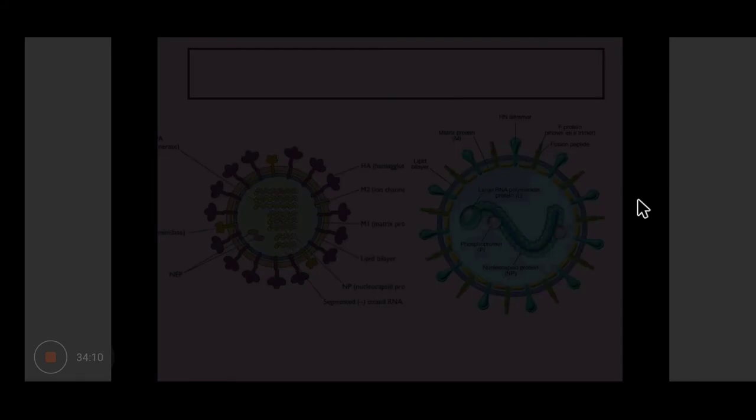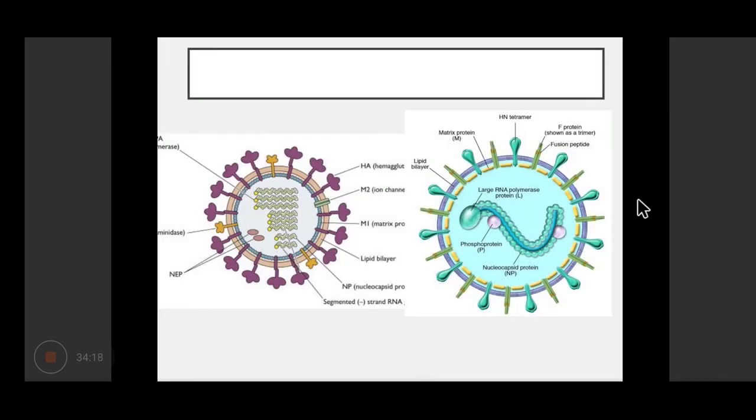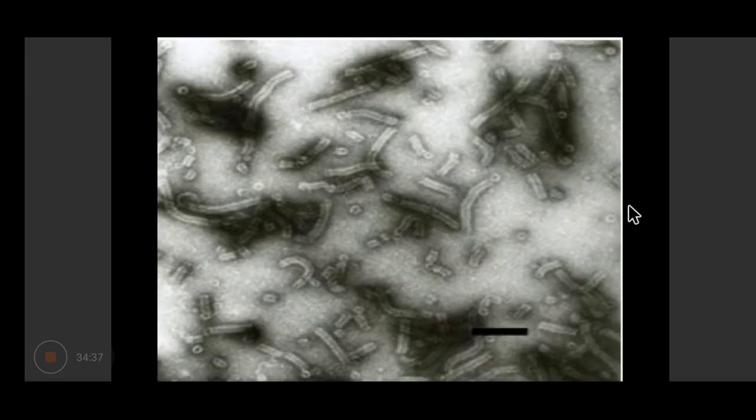On the left side, the purple thing that you see is the orthomyxovirus, and on the right side, the green one is the paramyxovirus, typical representative figures. You can see that in the orthomyxovirus, the genome is segmented into 8 segments, which facilitates genetic recombination. But in the case of the paramyxovirus, there is a single segment. This is an electron micrograph of paramyxoviruses showing pleomorphism with various filamentous forms.